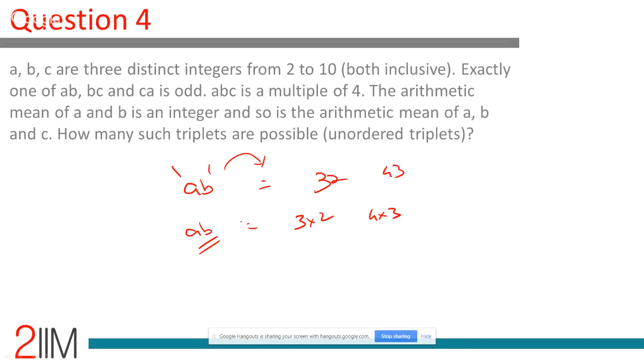The arithmetic mean of A and B is an integer, and so is the arithmetic mean of A, B, and C. Exactly one of A×B, B×C, and C×A is odd. A×B×C is a multiple of 4. Try this question, make some inferences, and then nail it.